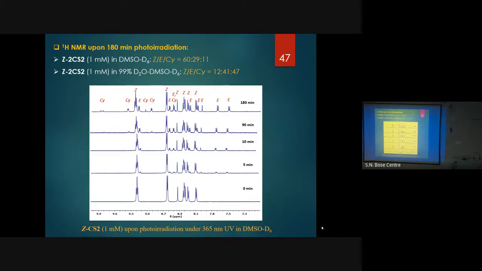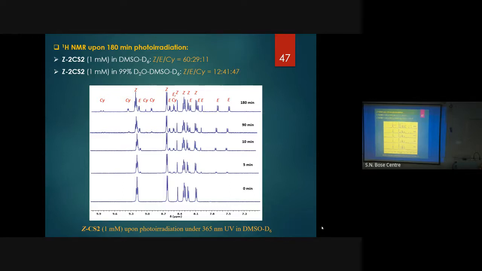This is for the cis compound, and when you do the irradiation for long enough time, you see the cyclized product also forming. So when we compare this C2 compound in DMSO and D2O, this is the unreacted starting material. After 3 hours of photoirradiation, when you look at the result from the water-based system, the reaction was much faster with water because more starting material was converted.